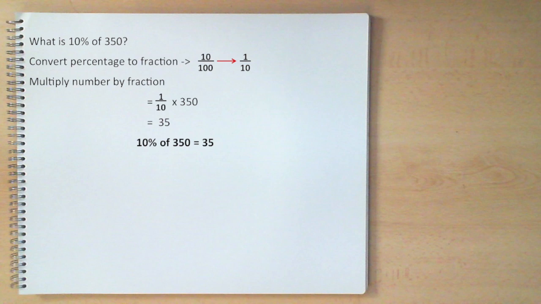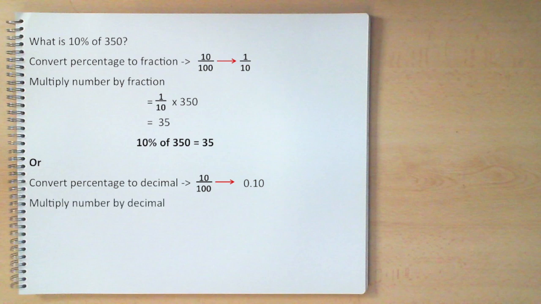The other way of doing this is to convert the percentage to a decimal. Our percentage is 10%. To convert that to a decimal, we do 10 divided by 100, which is 0.10. We then multiply the number by the decimal, and that is 0.10 times 350, and that is equal to 35. Again, as before, 10% of 350 equals 35.